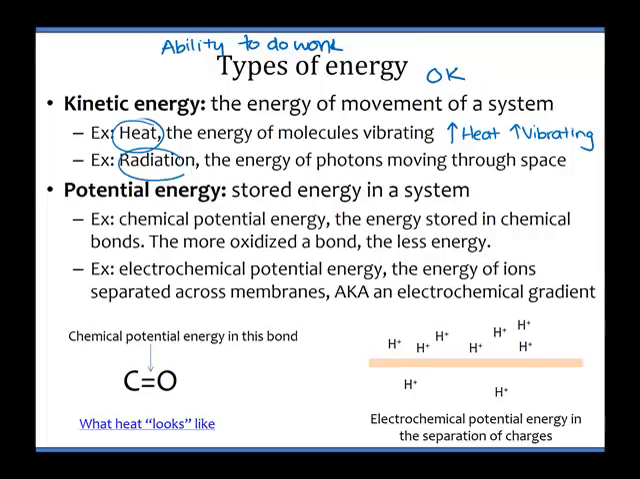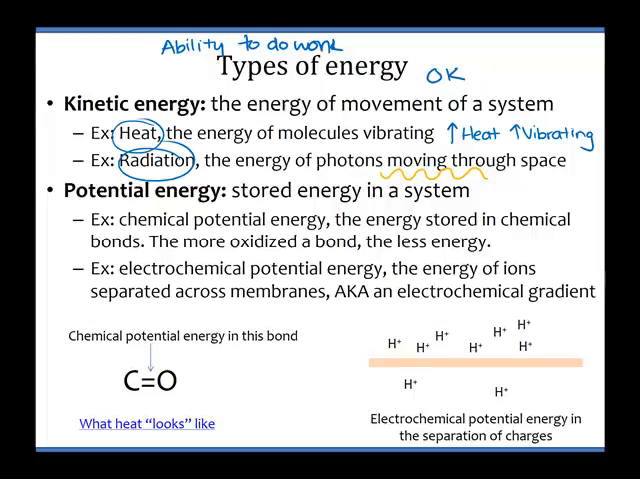Radiation is another type of kinetic energy. This is the energy of photons moving through space. And photons are particles of light. We like to depict them as waves, right? Photons are waves. They come from the sun, they come from our lamp, right? They come from the headlights of our car. They are moving through space, so they are a form of kinetic energy.